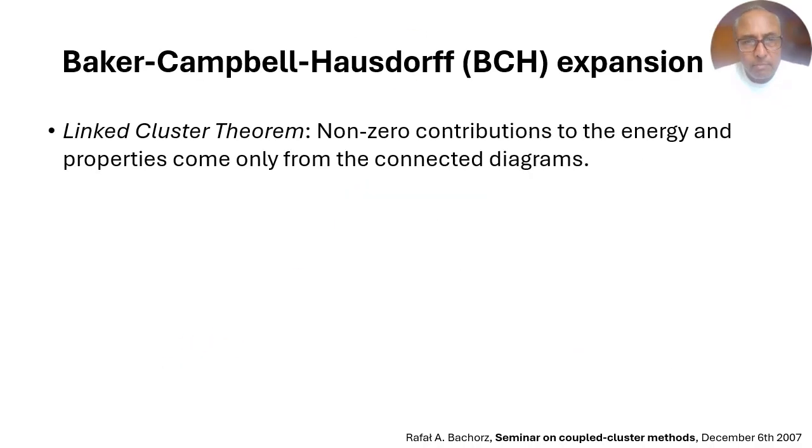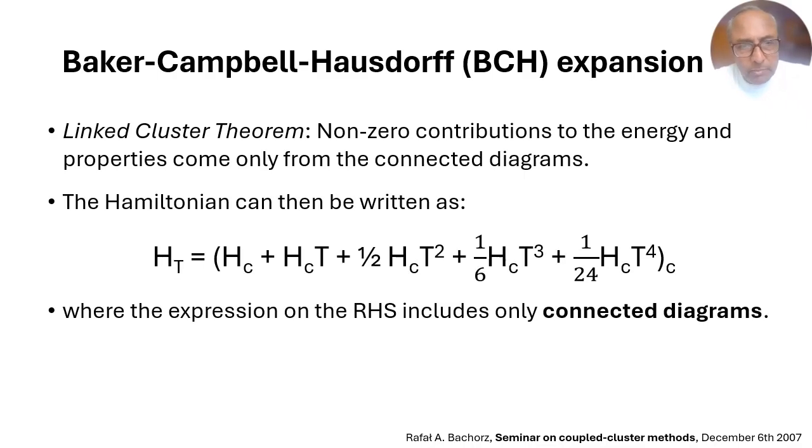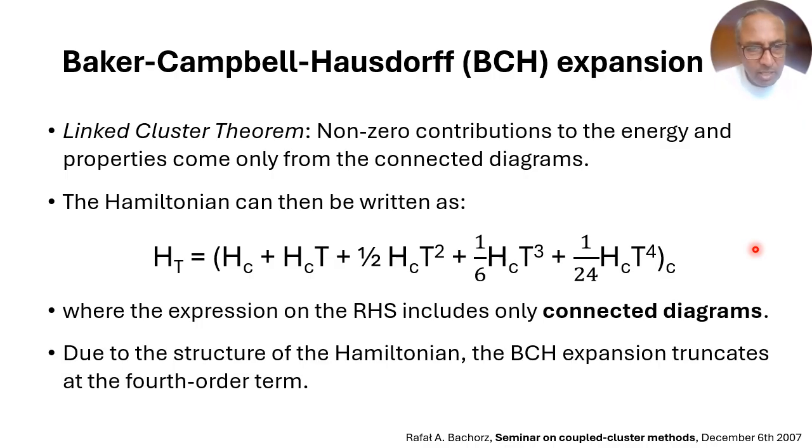We can note here that all single excitations, double excitations, triple, etc., multiple excitations are orthogonal to HT phi 0. We recall now from the linked cluster theorem that non-zero contributions to the energy and properties come only from the connected diagrams. The Hamiltonian can then be written as HT equals the connected part of Hc plus HcT plus half HcT squared plus 1/6 HcT cubed plus 1 upon 24 HcT to the power 4, where the expression on the right hand side includes only the connected diagrams. This is known as the Baker-Campbell-Hausdorff or BCH expansion, and due to the structure of the Hamiltonian, the BCH expansion truncates at the fourth order term.